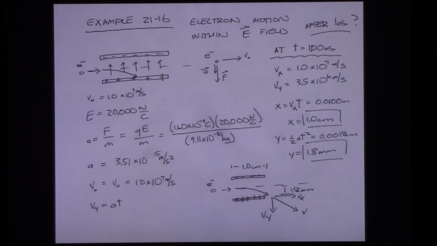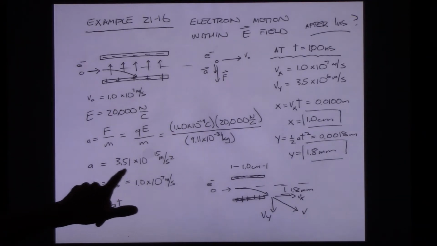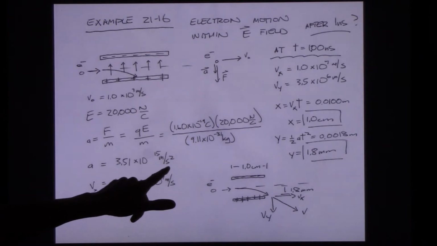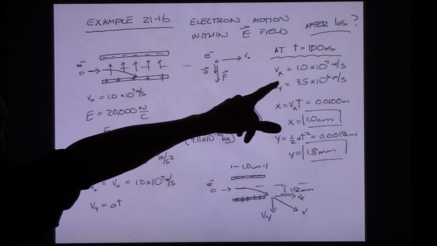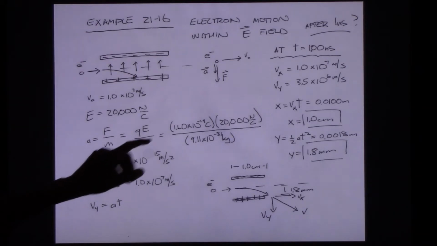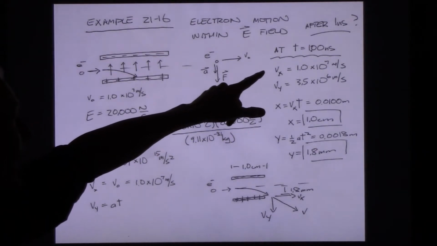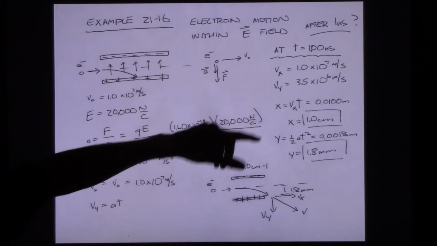If the acceleration is 10 to the 15th meters per second squared, what would happen after 1 nanosecond? Now, 1 nanosecond multiplied by this acceleration says that Vx hasn't changed, but Vy now is 3.5 times 10 to the 6th meters per second.